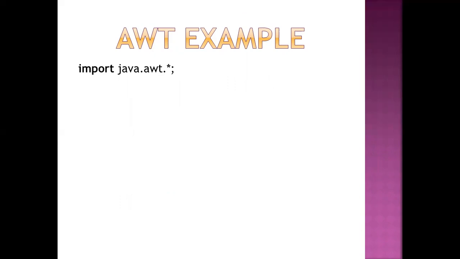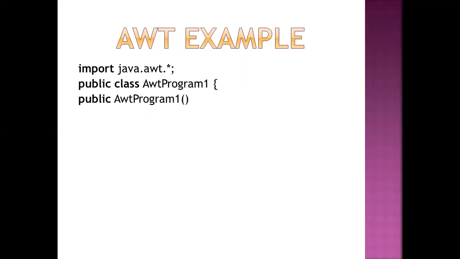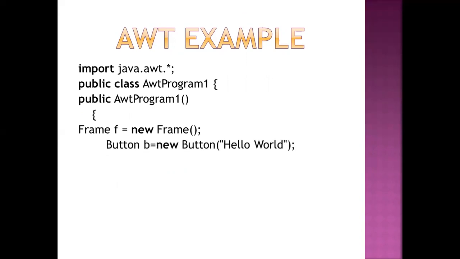So I create a class, and within the constructor of the class, the first thing I do is create an object for Frame. Frame is again a subclass of the Container class. So first I create an object of type Frame. F here is the object created of type Frame, and then I create a button called B, an object of type Button class, and I want my button to be called Hello World. So that is the argument that I supply within the parentheses.